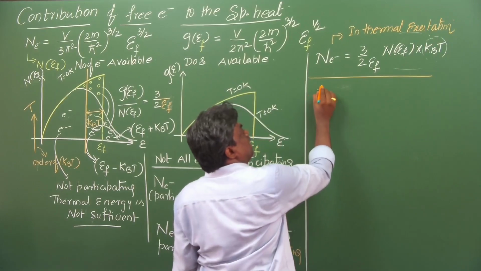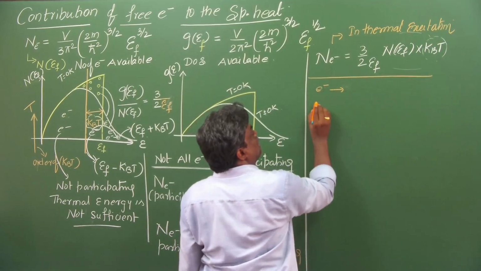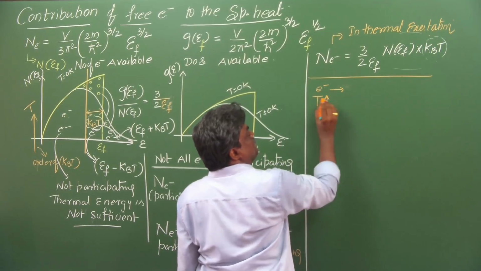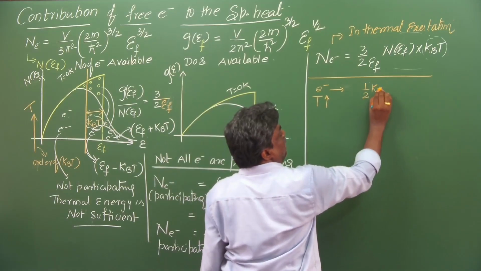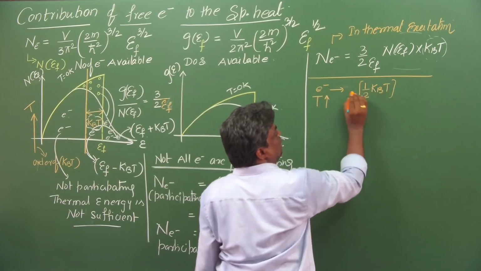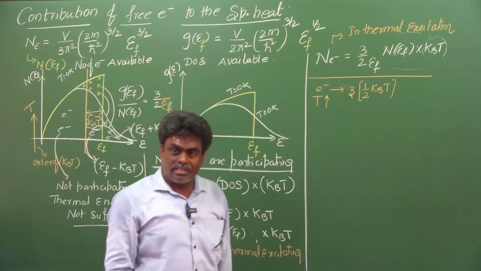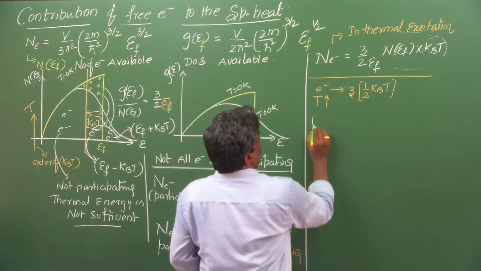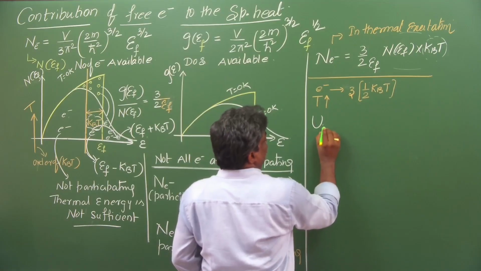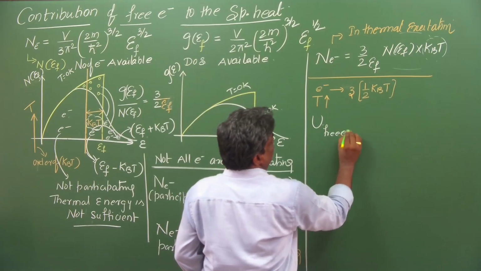Now, for each electron, given a temperature T, if you increase the temperature, how much energy will you get? Half kBT for each degree of freedom. What is the degree of freedom? 3. That's why the energy of each electron is 3 by 2 kBT.